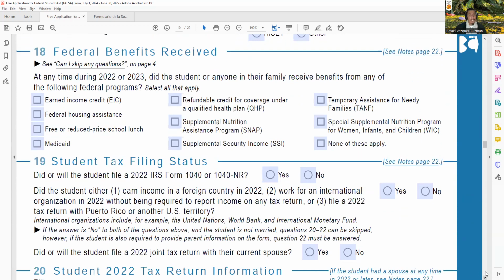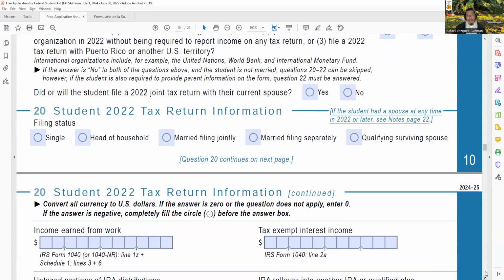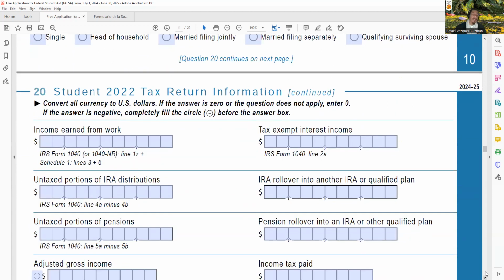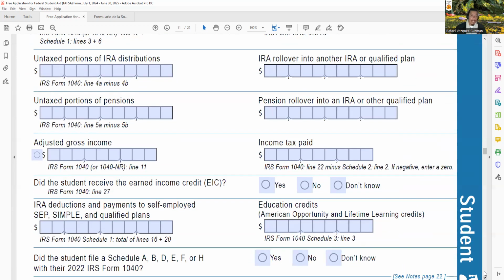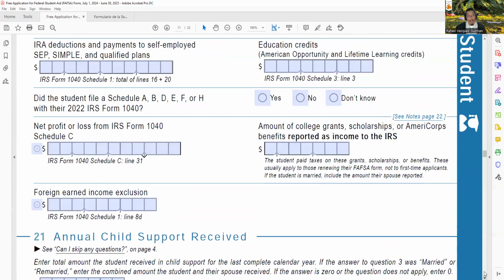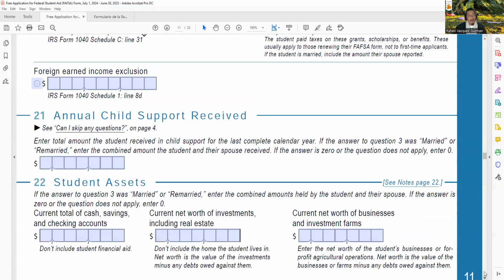Okay, so basic information, then it wants your information about taxes. If you didn't file taxes, then if you had any income, then you would provide it here. If you didn't have any income in 2022, then obviously it's zeros. Okay, and then it goes to the bottom.